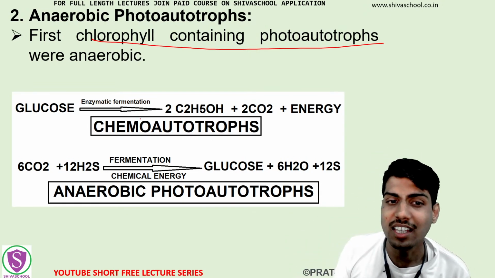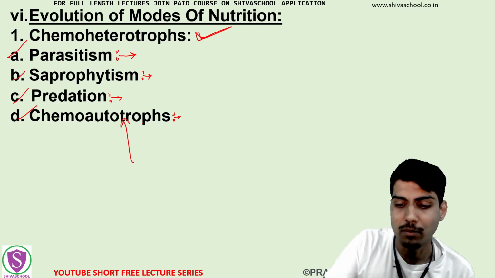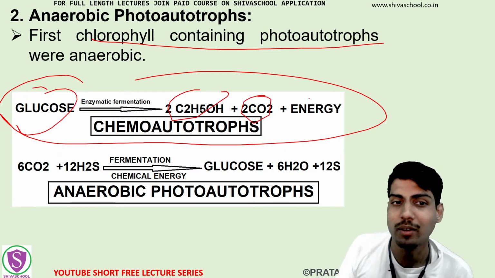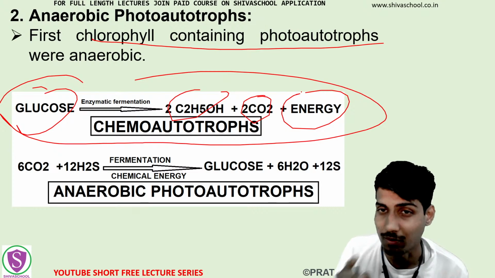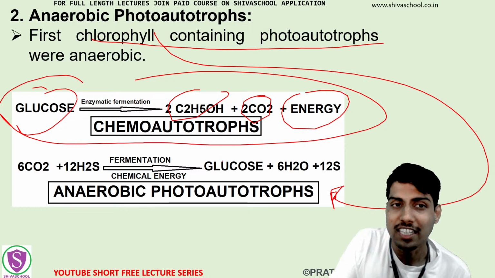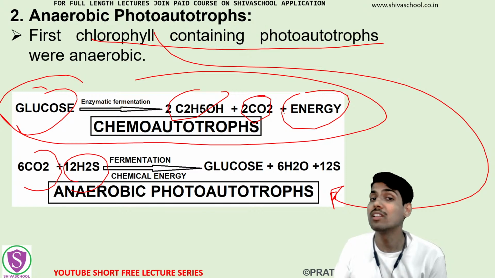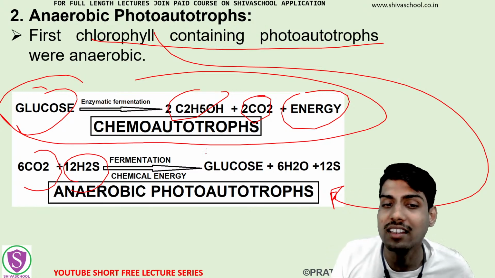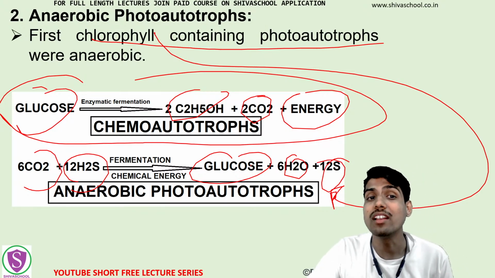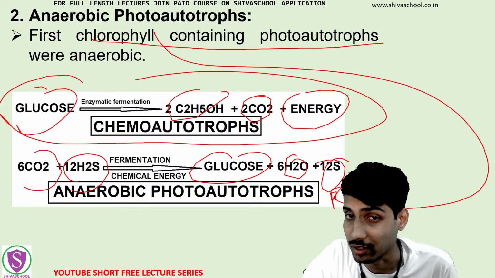Here, this is the diagram of the chemoautotrophs. These are the reactions for what we covered here. Glucose will be fermented into ethyl alcohol, carbon dioxide and energy will be formed. This is how they will feed. These anaerobic photoautotrophs will feed like this: they will utilize carbon dioxide. They will not utilize water, but they will utilize hydrogen sulfide, and then produce glucose, water, and sulfur. Here there is no oxygen being generated.